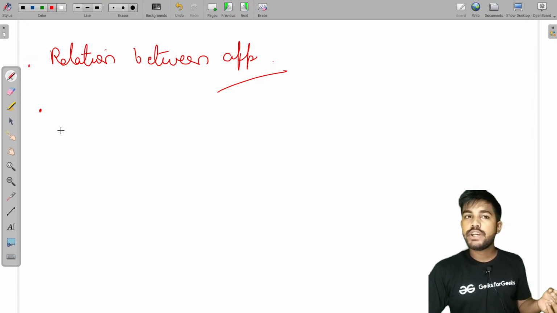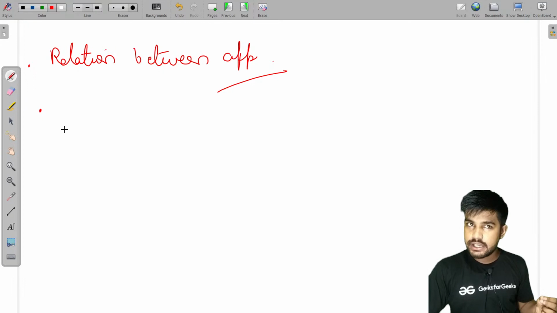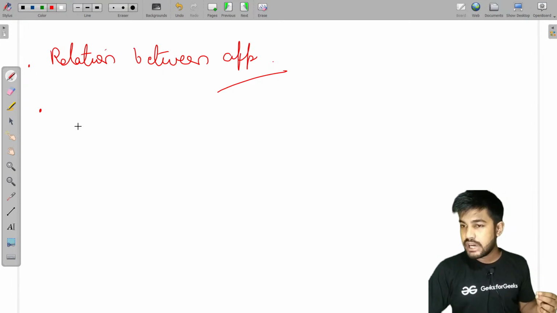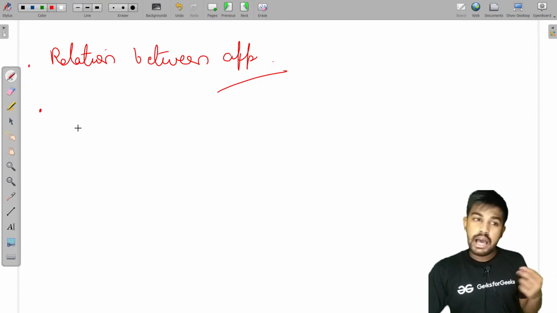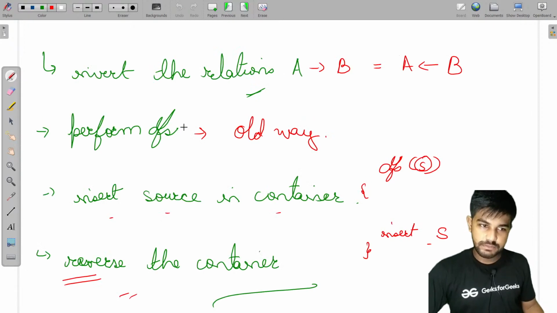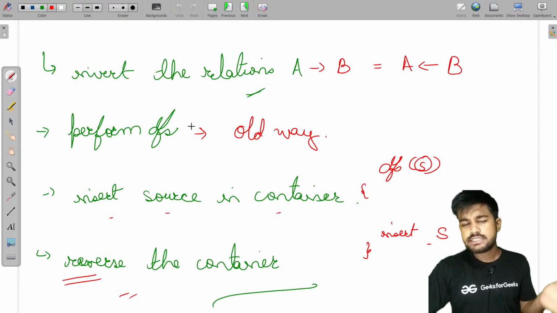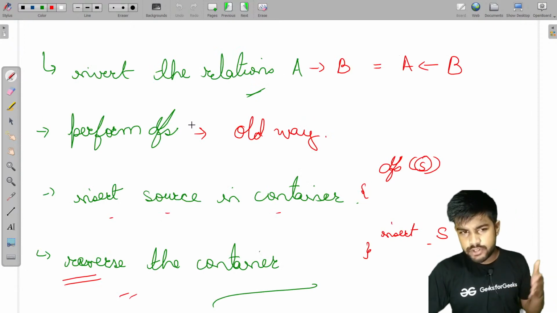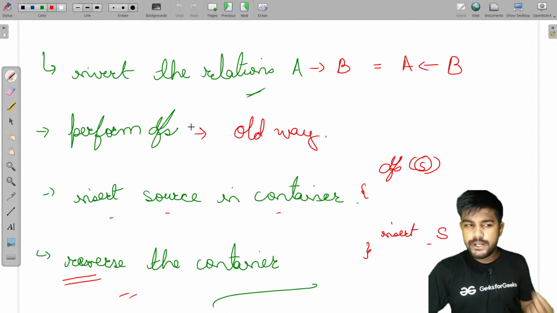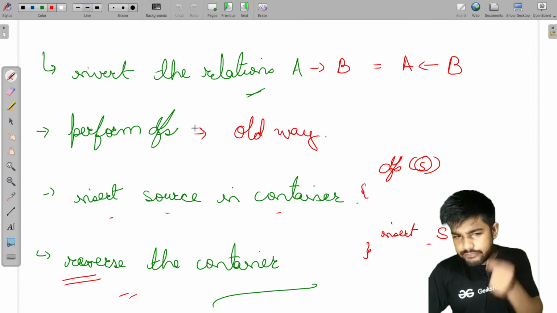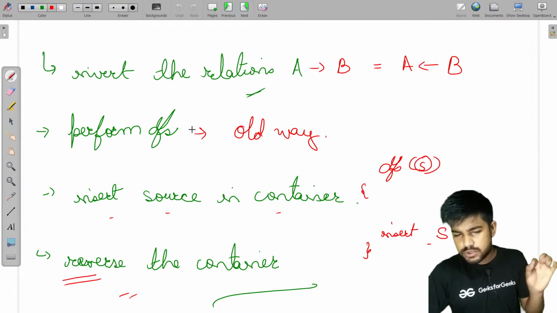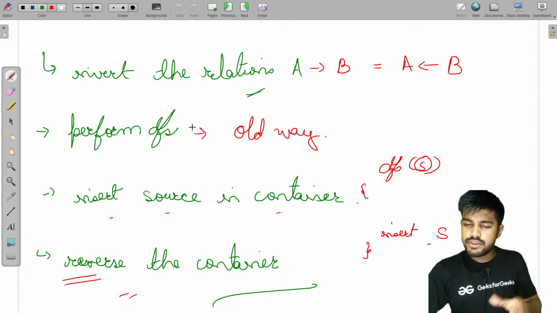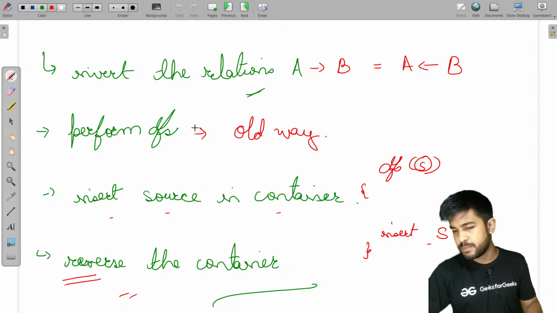Whenever we talk about relations, we talk about graphs, and we need to sort that. What is the thing that is available in graphs? It is topological sort. How is topological sort performed? Very easy. Just invert the relation. If you have a path from A to B, just make it B to A, then perform the DFS the same old way. And just after the DFS, insert one line, that is insert the source into your answer, and then reverse the thing. And it would be good to go.